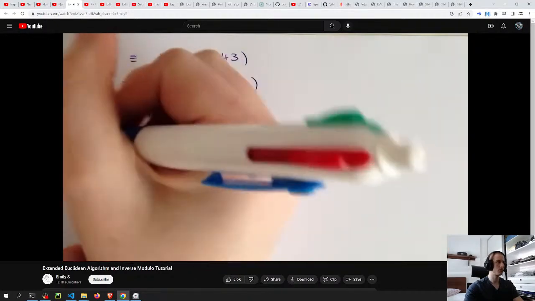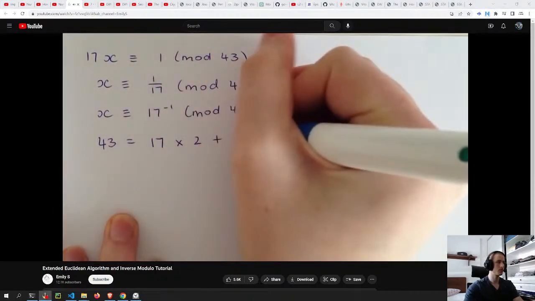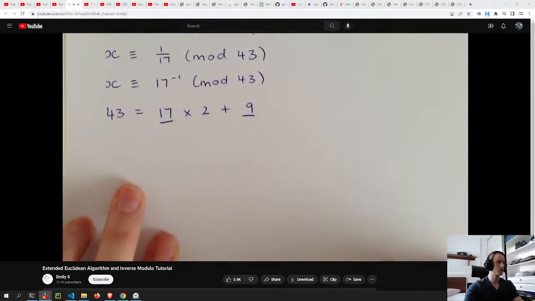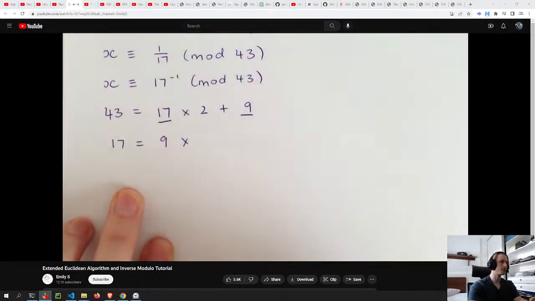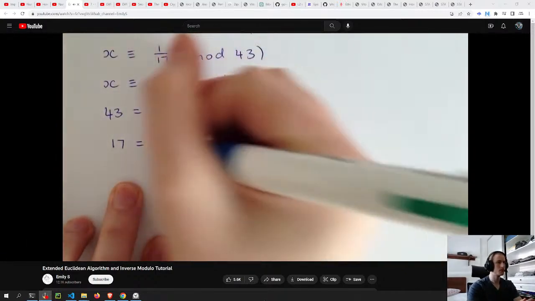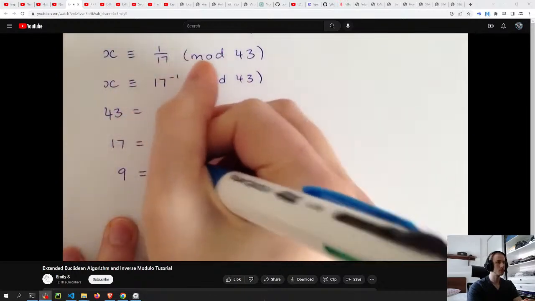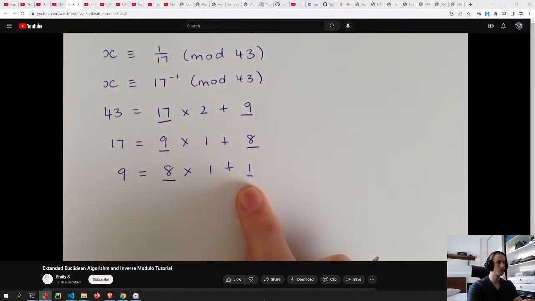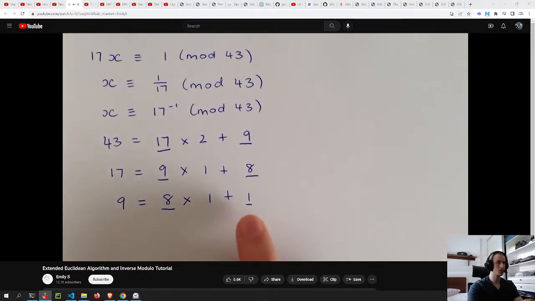We start off with this 43 here, and that'll be equal to 17 times 2, plus 9. Then we underline these two, just so we remember that those are the two we want to bring down next time. So we bring the 17 down, bring the 9 down. That's times 1, and then plus 8. Underline them again, then bring the 9 down, bring the 8 down, and that's times 1 plus 1. Now when we get a 1 in this position, that means that the GCD of 43 and 17 is 1. We can only ever find an inverse number when this GCD is 1, otherwise you can't do it. In this case it is 1, so we can continue.